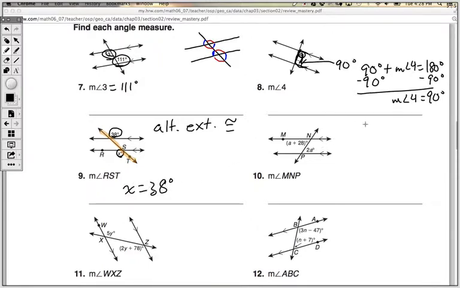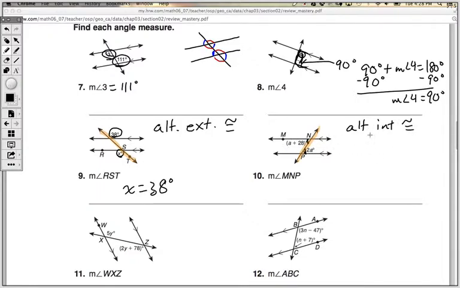No big deal. Keep on going. All right, let's look at the next one. It looks like on the inside here, we have alternate angles because they're on either side of the transversal. Here's our transversal through the middle, and they're on either side of that. So they're alternate and they're interior, and those are congruent. That's the relationship for alternate interior angles.